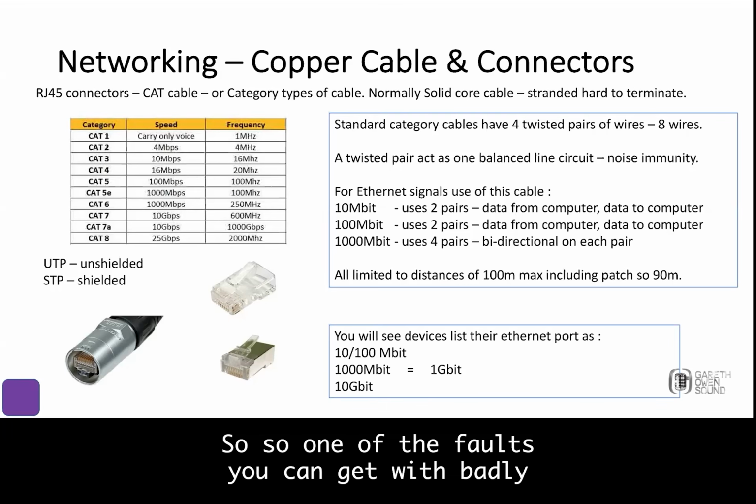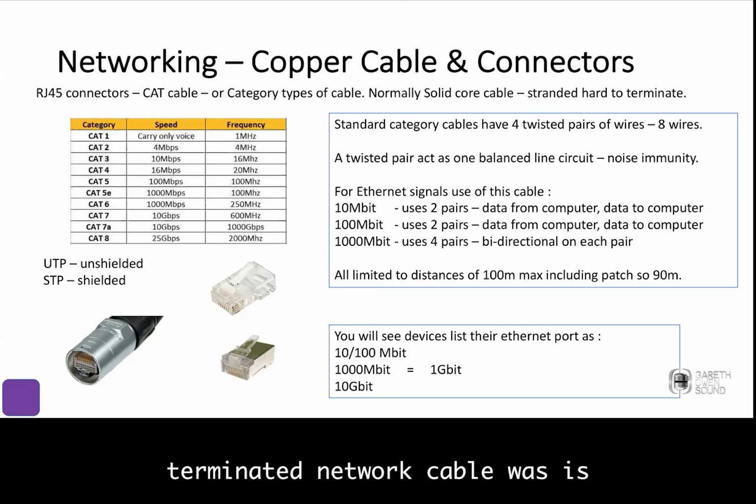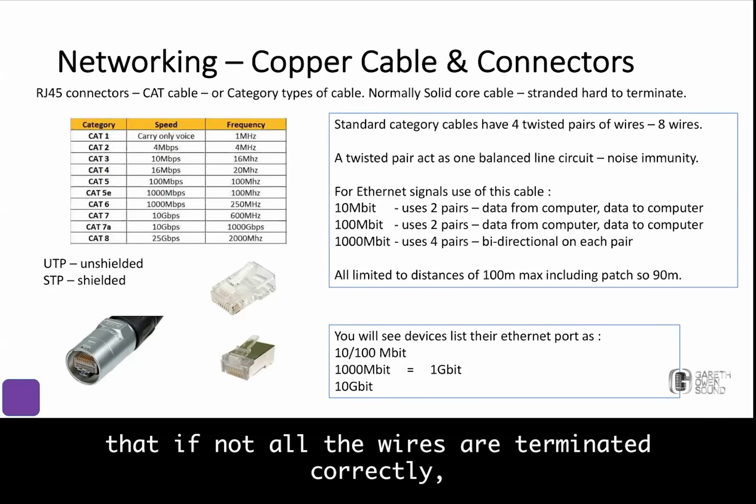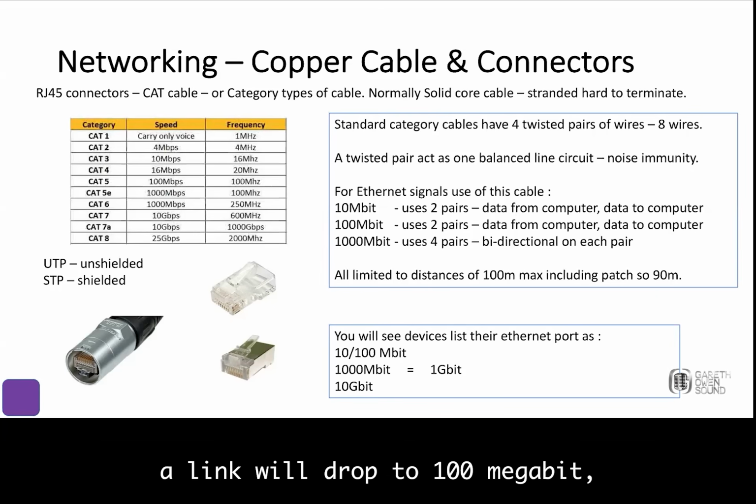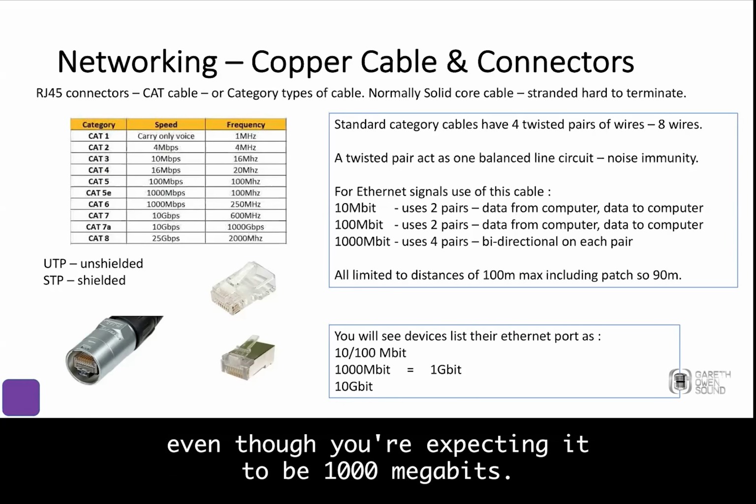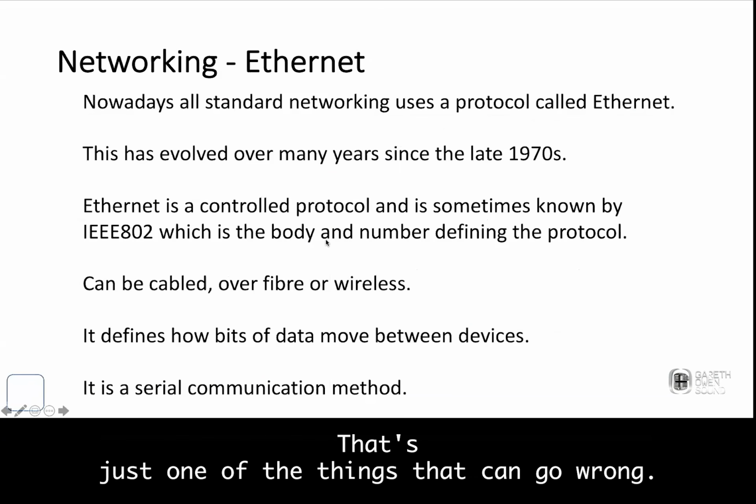So one of the faults you can get with badly terminated network cables is that if not all the wires are terminated correctly, a link will drop to 100 megabit, even though you're expecting it to be 1,000 megabits. That's just one of the things that can go wrong.